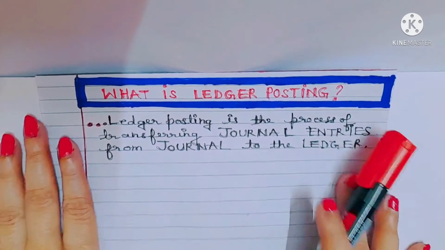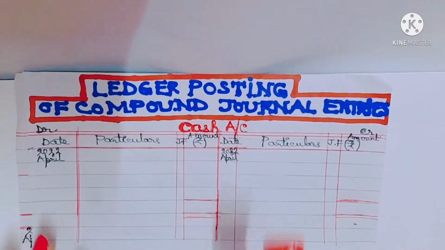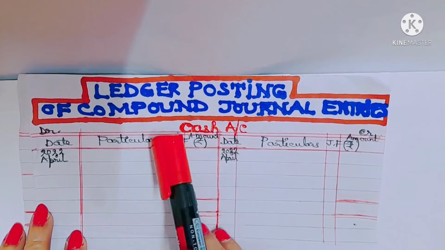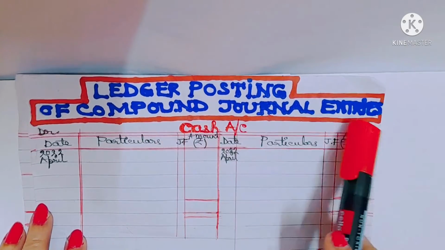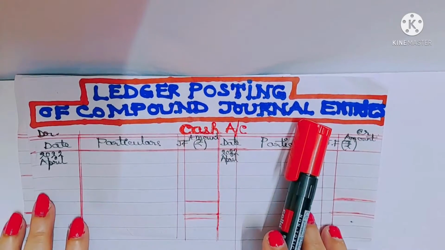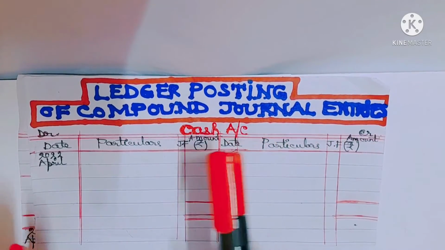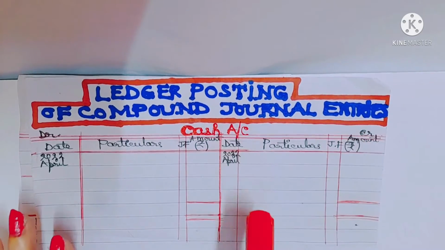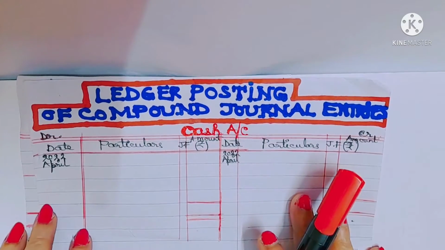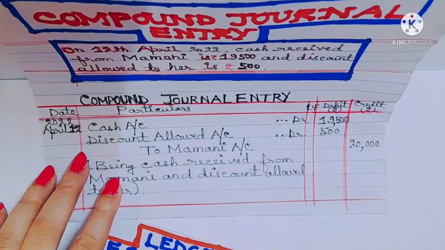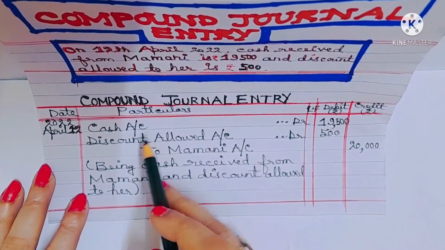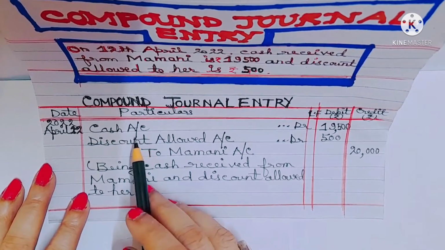I have already taught you how to make ledger posting of simple journal entries. Today I am going to show you how to make ledger posting of compound journal entries. First we'll do cash account. Okay, so let's do it. So what is our first task for ledger posting? The first thing we have to say is what the position of cash account is.